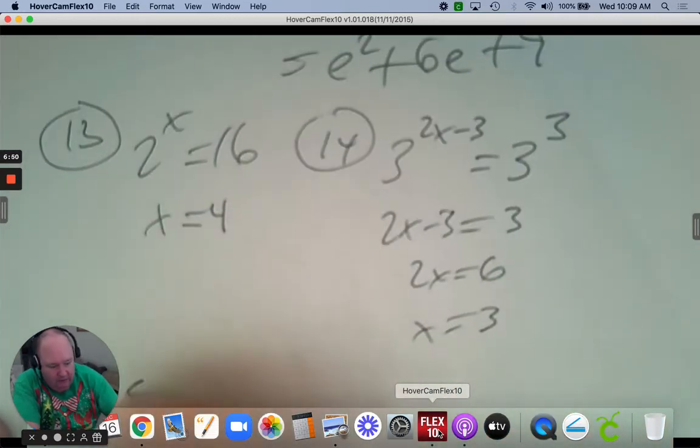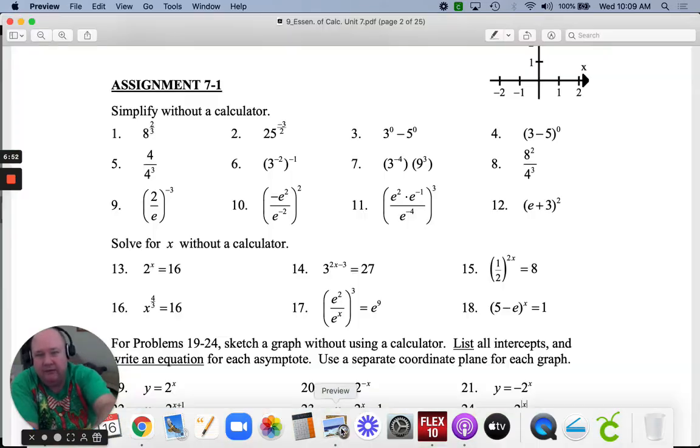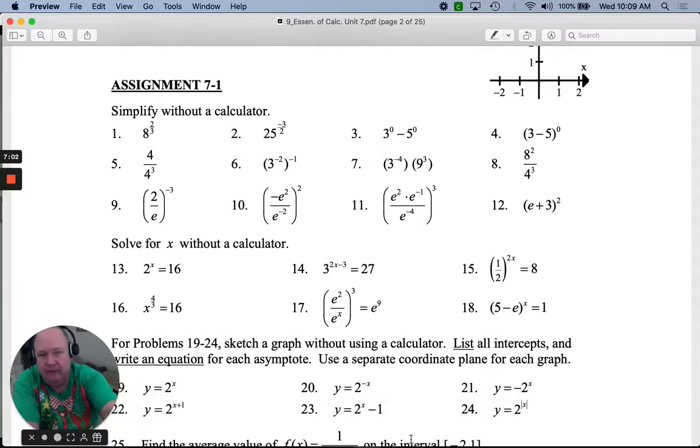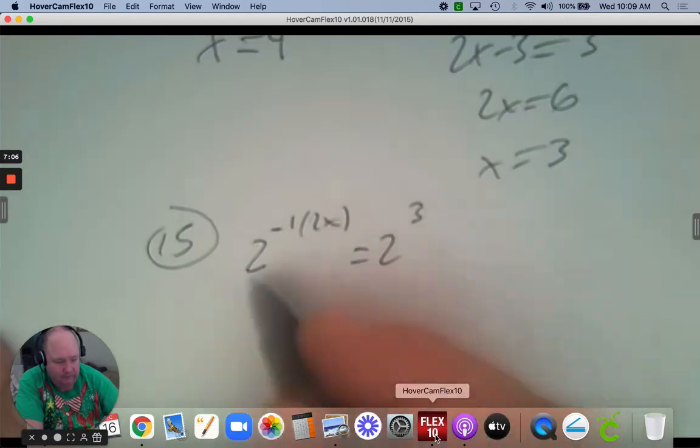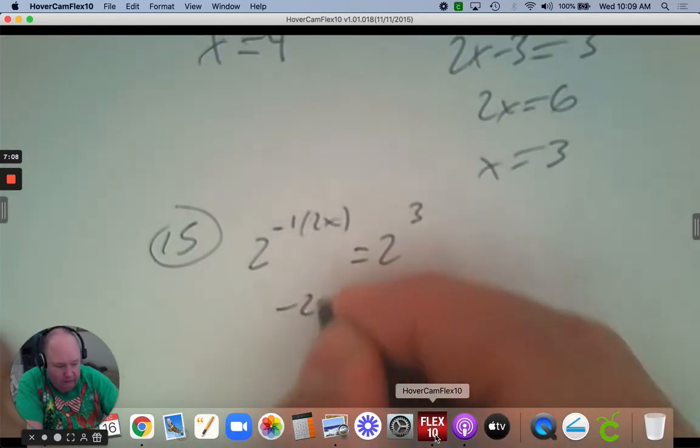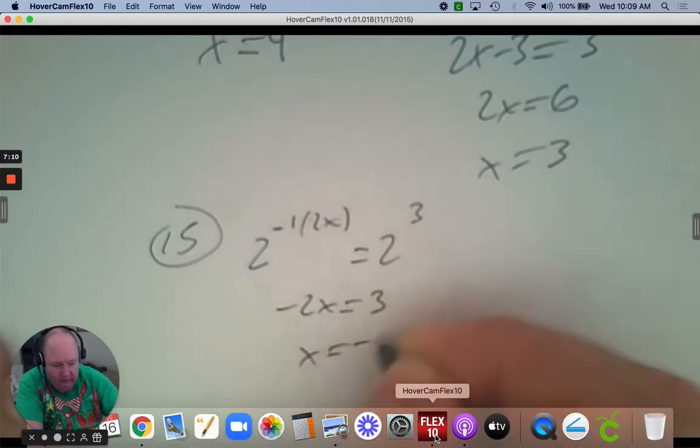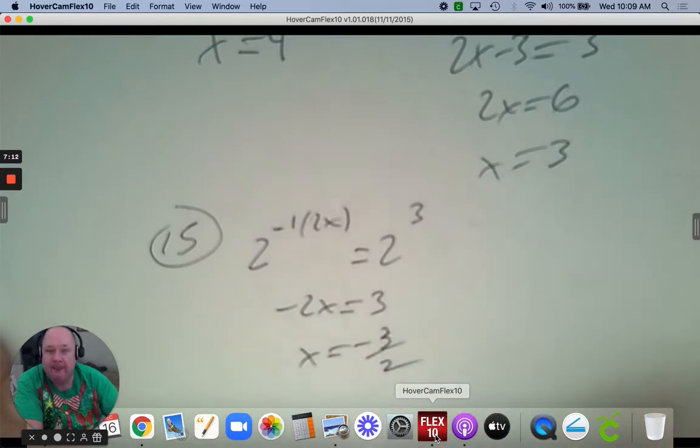Again, all of this is pre-calculus work. Number 15, make the bases the same. So 1/2 is 2 to the negative 1 times 2x. 8 is 2 cubed. And then once you have the bases the same, just make the exponents equal to each other so that you can then solve it.